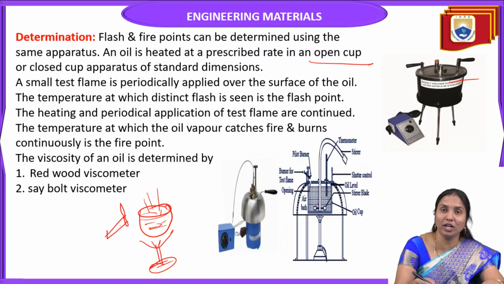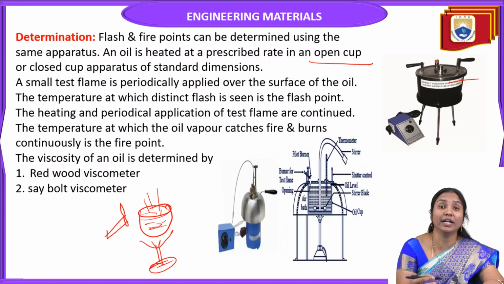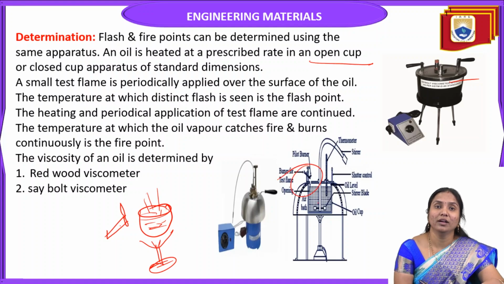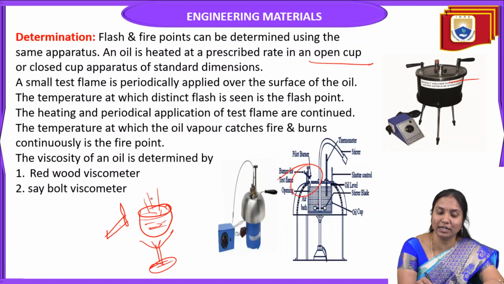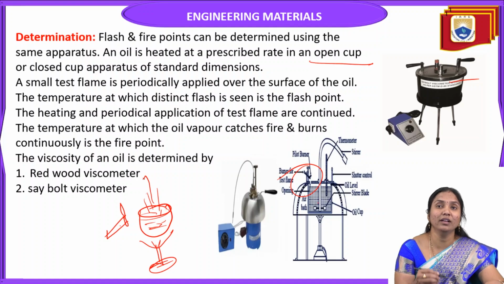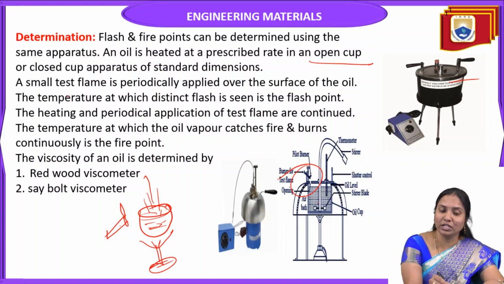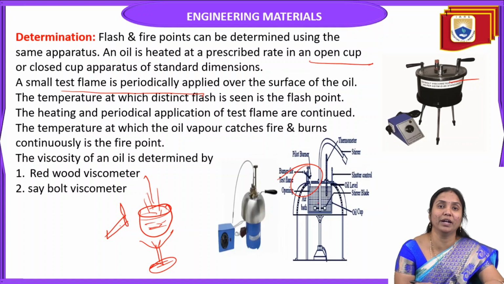In this case, the oil gives enough vapors and is ready to catch fire. That is called the flash point. Fire point means it burns continuously for at least 5 seconds. A small test flame is periodically applied over the surface of the oil, and the temperature at which a distinct flash is seen is the flash point. That means it is ready to catch fire.